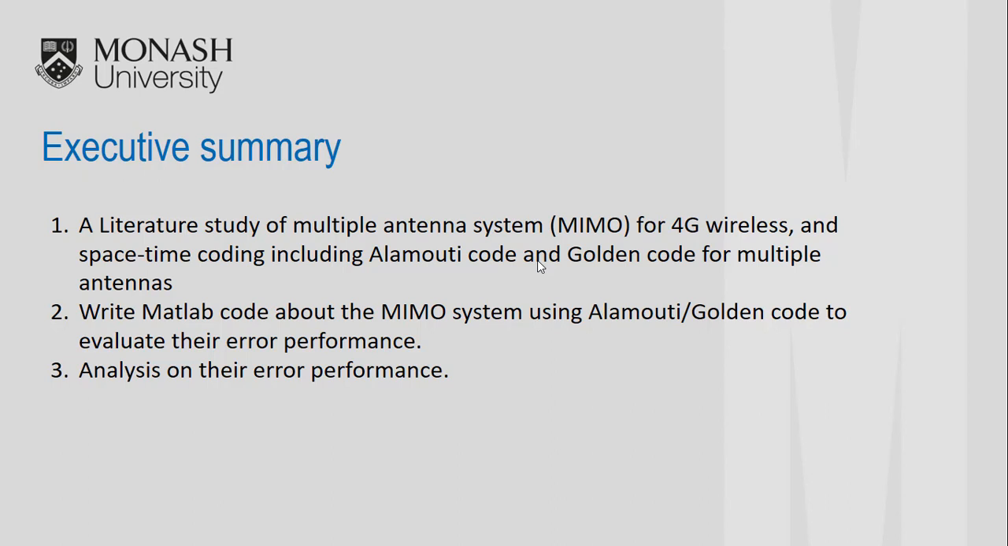The second part of the project is writing MATLAB code for the multiple-input, multiple-output system using the Alamouti code and the Golden code to evaluate their error performance. During this project, the MATLAB code for the Alamouti code is written first. Writing the Alamouti code helps a lot in writing the MATLAB code for the Golden code. The third part of the project is the analysis of their error performance.